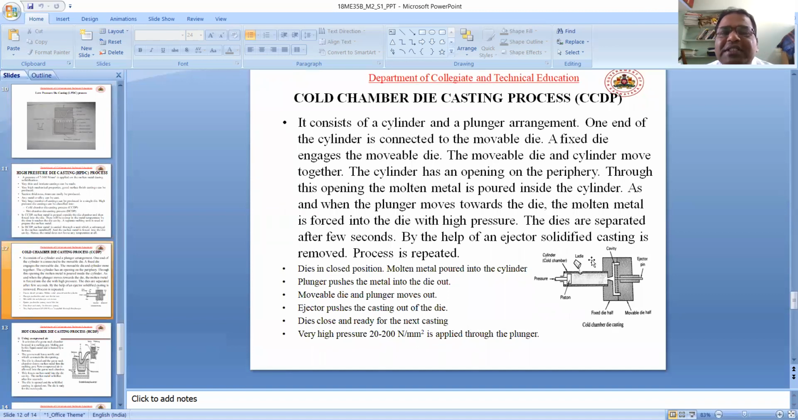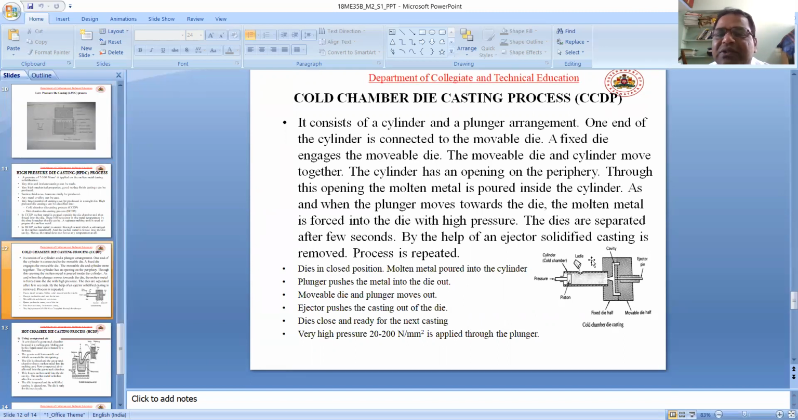First, we will take up the cold chamber die casting process. It consists of a cylinder and plunger arrangement. One end of the cylinder is connected to the movable die. A fixed die engages the movable die. The movable die and cylinder move together.